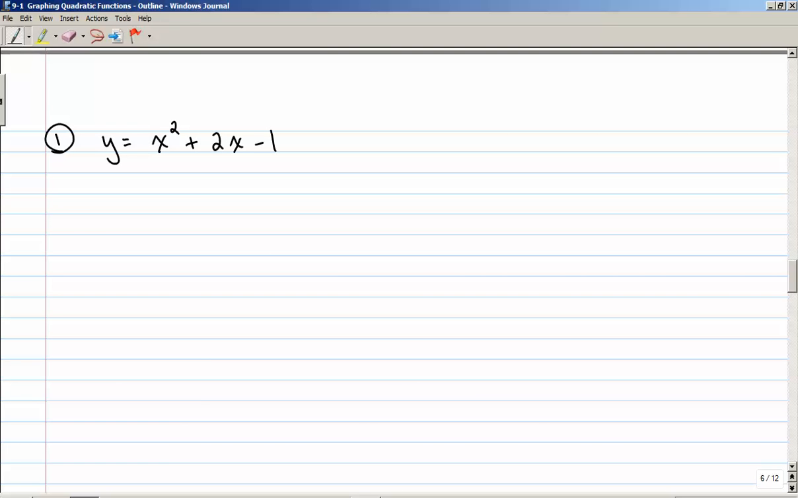I have y equals x squared plus 2x minus 1. I like to start by identifying a, b, and c. a is the coefficient of x squared, in this case 1. b is the coefficient of x, so that's 2. And c is the constant value all the way over on the right, and that's negative 1. To find the equation of the axis of symmetry, I'm going to use the formula x equals negative b over 2a, and let's plug in those values. b is 2, so I have negative 2 over 2 times a, which is 1, which gives me negative 2 over 2, or negative 1.